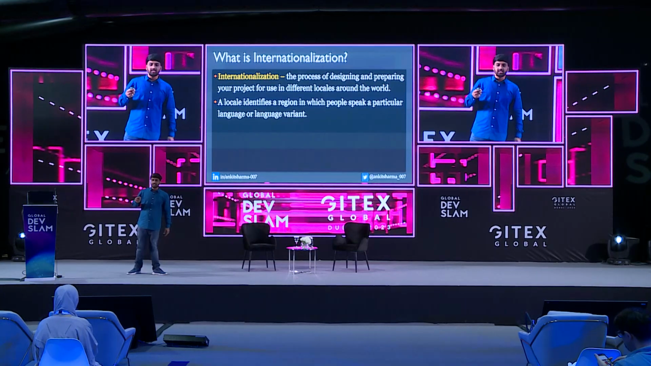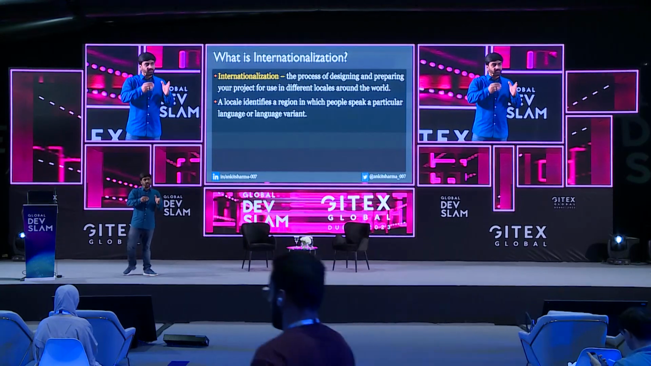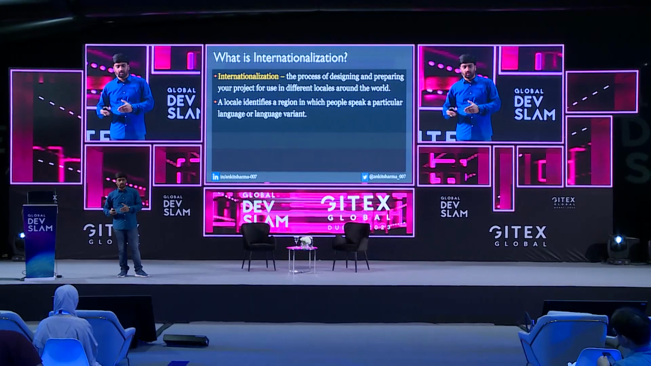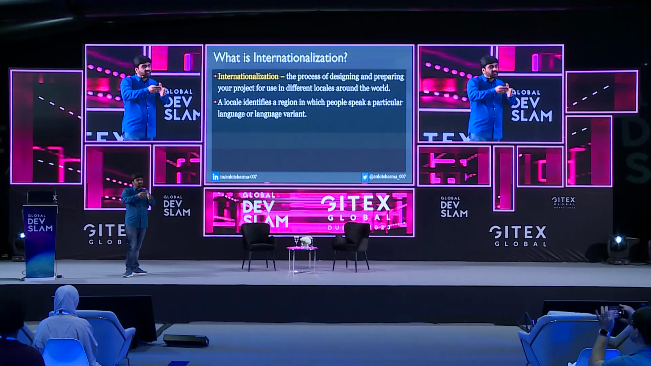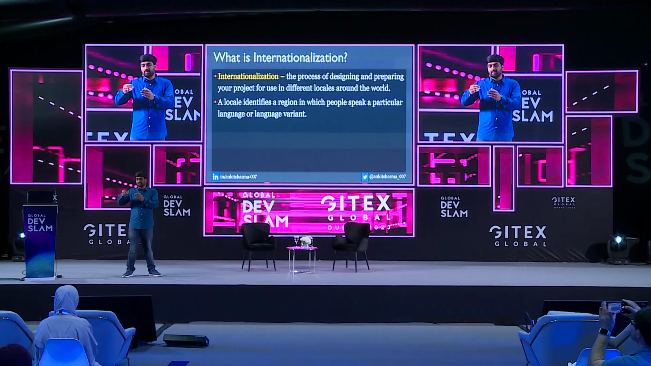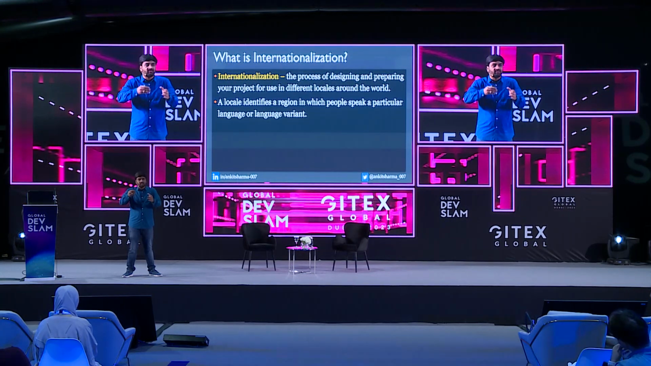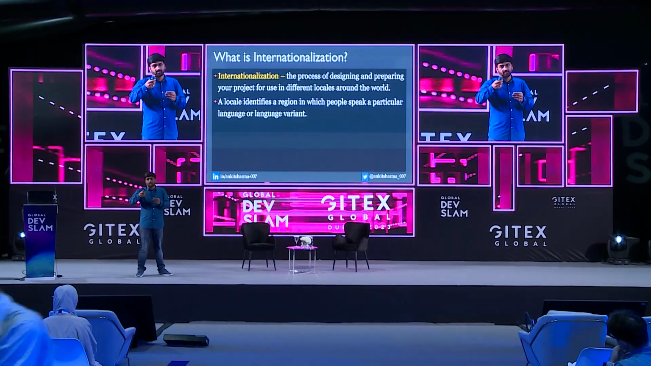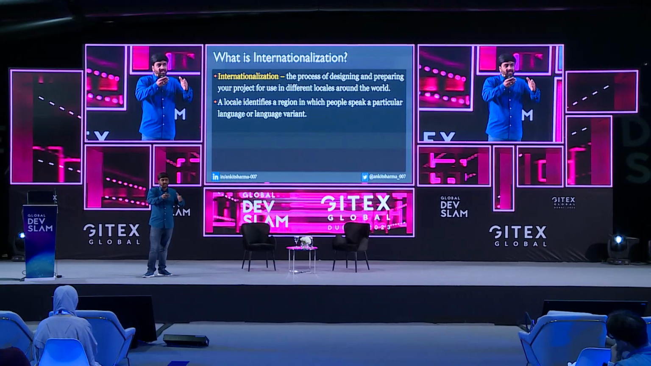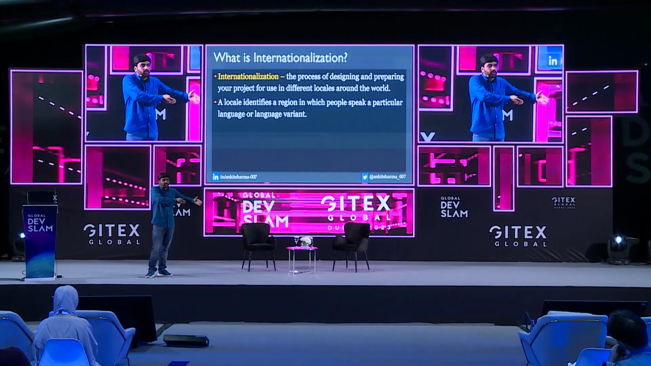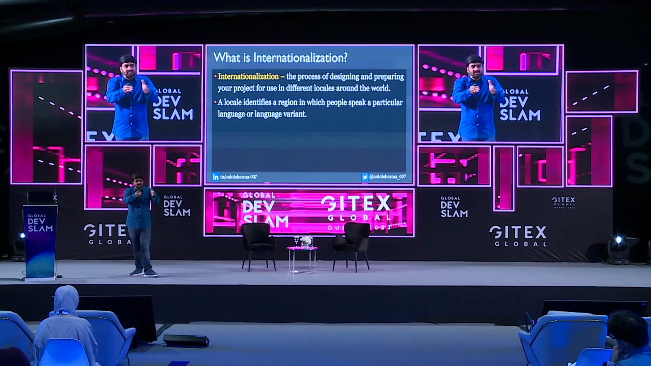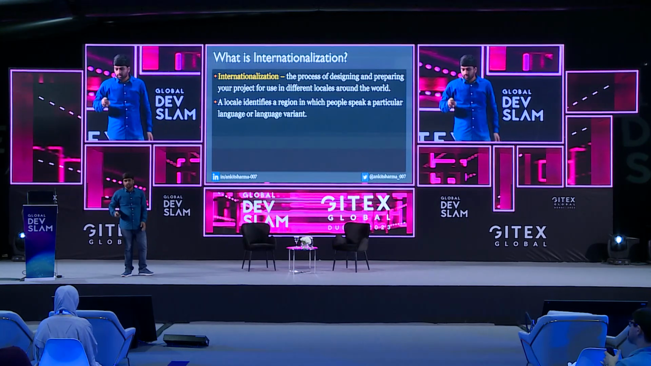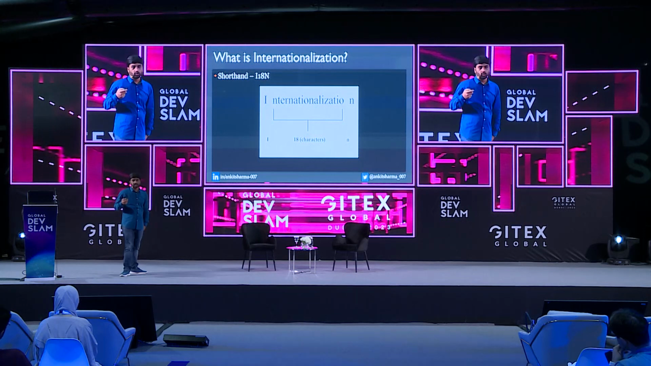So first of all, let us understand what is internationalization. Internationalization is the process of designing and preparing your project so that it will be accessible in different locales around the world. And a locale is defined as a region where people speak a particular language or a language variant. For example, let's talk about English. The English as it is spoken in the US is different from the English which is spoken in India or the UK. So that is what the locale is. So the language is English, but the locale differs for different regions. So we are going to implement localization for that.